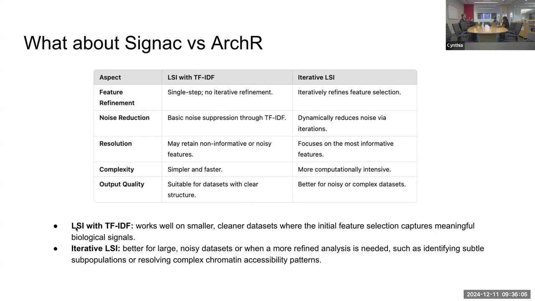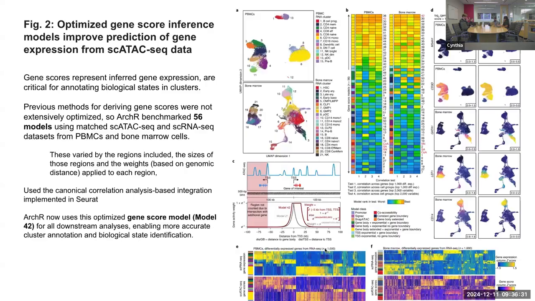So I think that, for example, the LSI with the TF-IDF that is implemented by Signac works well when we have small data sets, and we can capture the biological signal. But if we have a large data set with hundreds of thousands of cells or even close to a million, probably it's better to use an iterative approach.